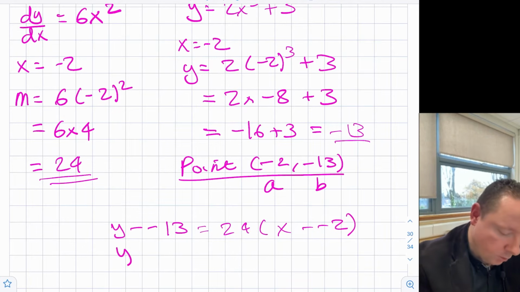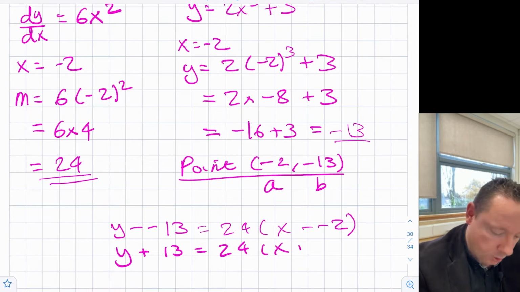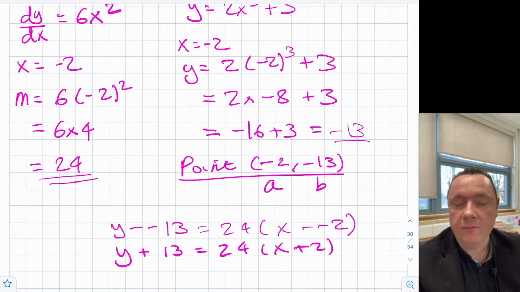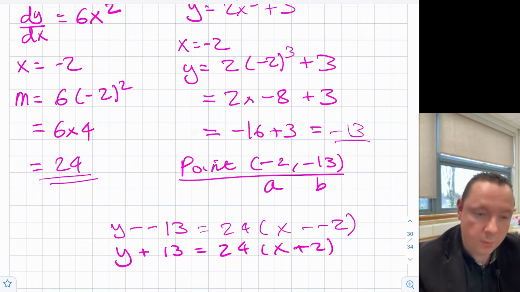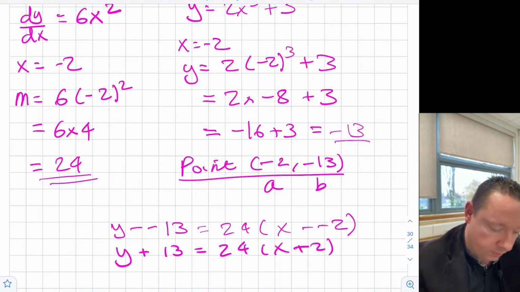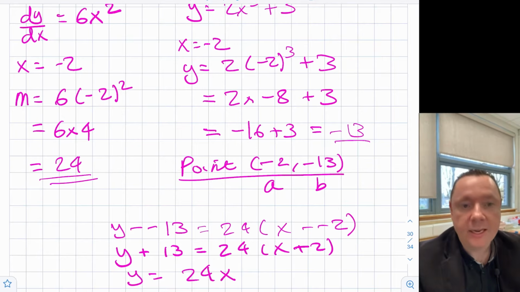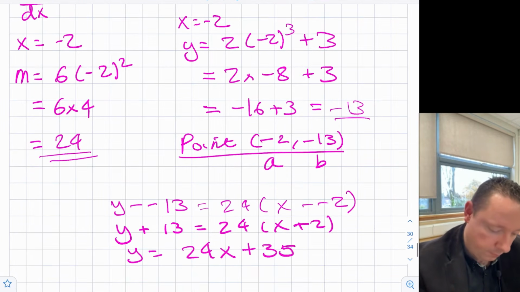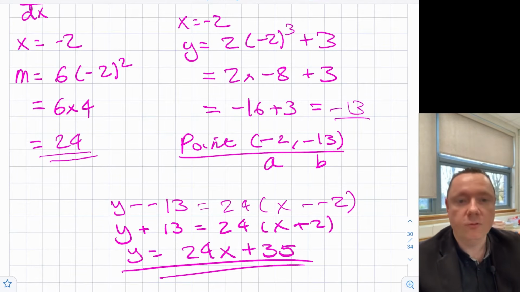So we can change that to y plus 13 equals 24, x plus 2. And for the purpose of the SQA, you would get your fourth mark finally at that point anyway. But let's just multiply it out and get the form we like usually. So y equals 24x. You get 48, take away 13, which is 35, so plus 35. And we're done for our fourth mark.